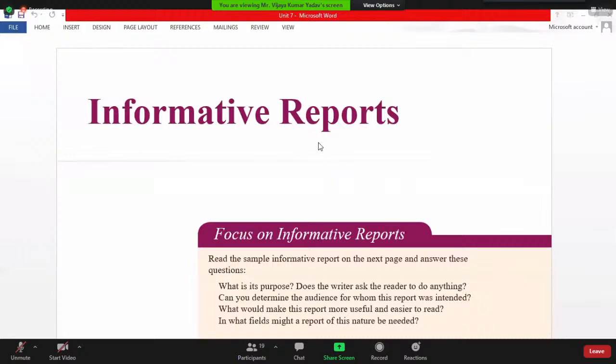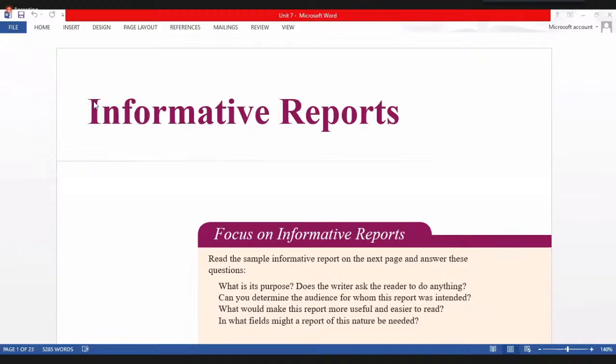7. Informative reports. The very name indicates information. The reports that give just information, isn't it? It means in those reports, no analysis of the information is given. Just information is given. Whatever data you have gathered, you present the data as they are. You don't make any analysis of the data.